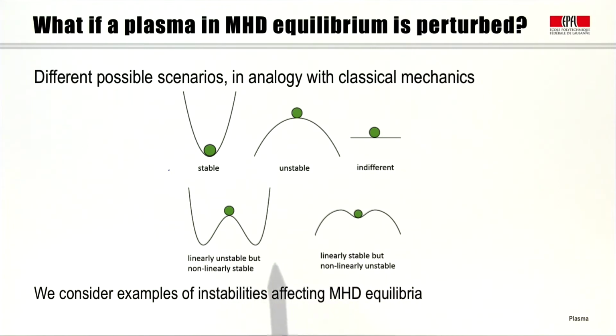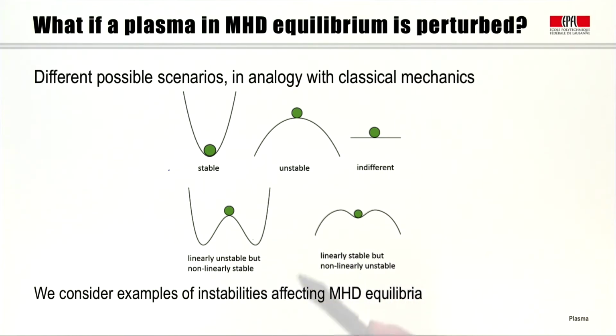The situation can actually be more complex. For instance, we have a case here where our system sits at the top of the hill in a potential energy, but in fact we notice if our equilibrium is perturbed, the system will roll down the hill and it actually will not go very far because it will drop at the bottom of a potential well here. And this is another situation of equilibrium. So this system is really linearly unstable, but in the end it will be non-linearly stable.